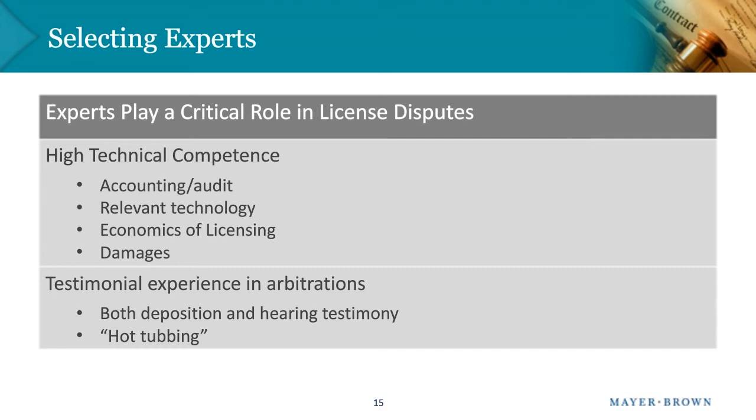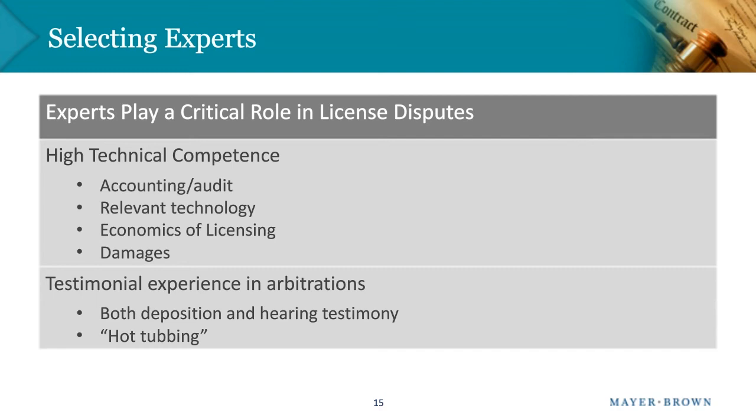So, given that experts play such a critical role in arbitration, what kinds of characteristics are we looking for? Our suggestion is to consider not only technical competence, which goes without saying, but also experts who have a deep background in providing testimony, particularly in arbitrations. Arbitrations are very different from litigation in courts before juries because the decision makers are experienced commercial, typically lawyers. And as a result, the hired gun criticism that might get some traction with the jury is not going to have any traction with commercial arbitrators.